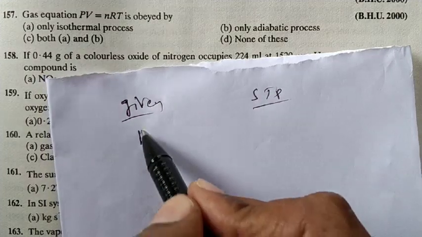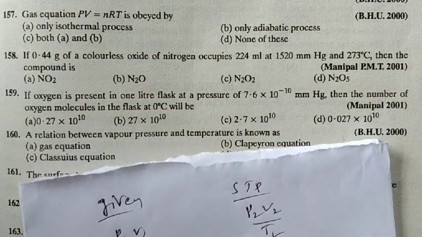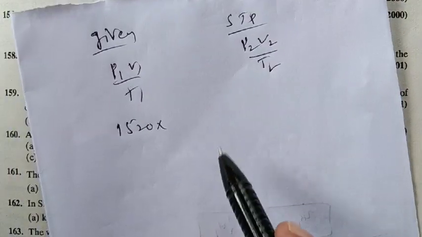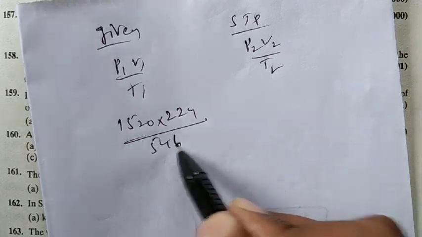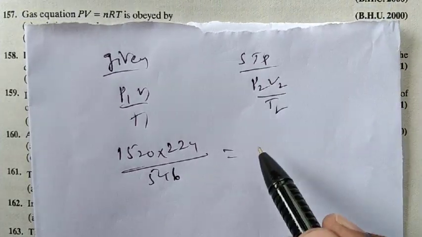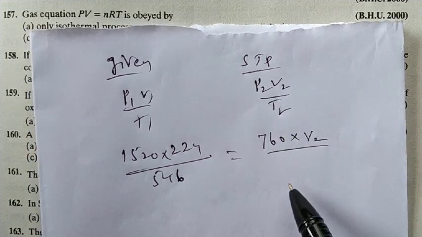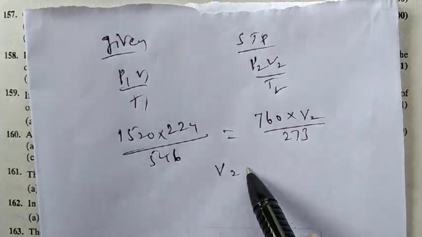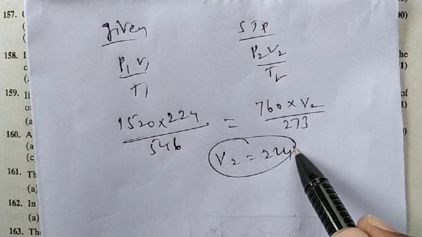The given condition is P1V1/T1, and STP is P2V2/T2. For the given condition, P1 is 1520 millimeters, volume is 224, and the temperature in degrees centigrade is given; if you convert by adding 273, you get 546, equal to P2V2/T2. At STP, P2 is 760 millimeters, V2 we don't know, and temperature you know is 273 Kelvin. If you simplify, all the terms cancel, and V2 equals 224. So at STP we got this volume.